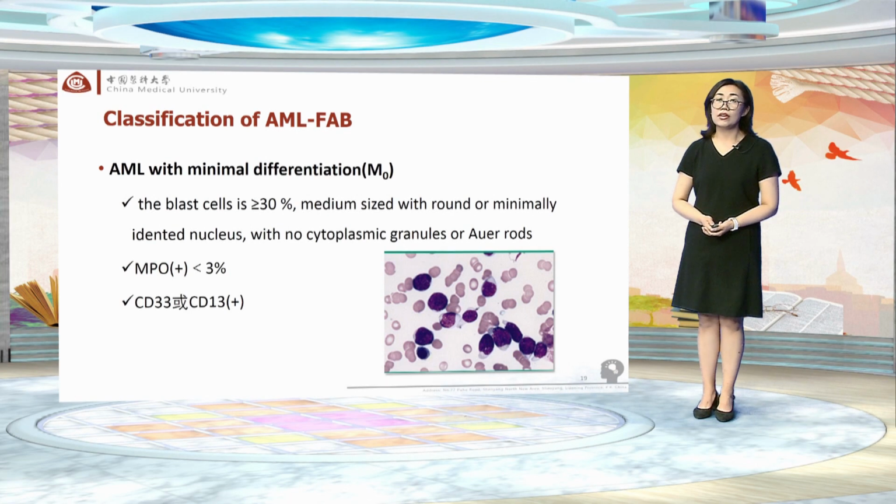Now, let's look at the FAB classification of AML in more detail. M0 is the AML with minimal differentiation. The blast cells are agranular cells, the percentage of which is at least 30%, medium-sized with a round or minimally indented nucleus. Myeloperoxidase, MPO, positive cells are less than 3%. CD33 or CD13 is positive.